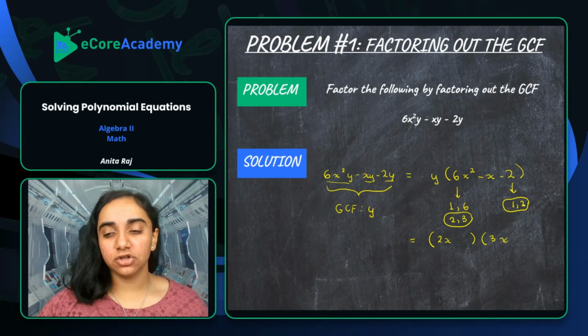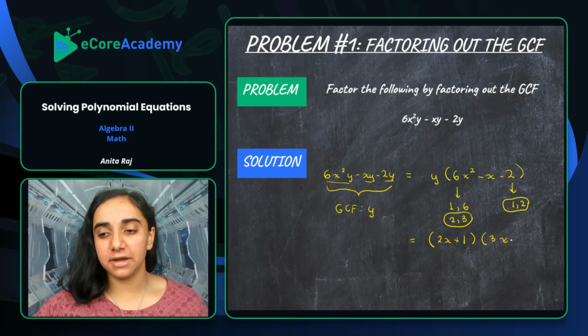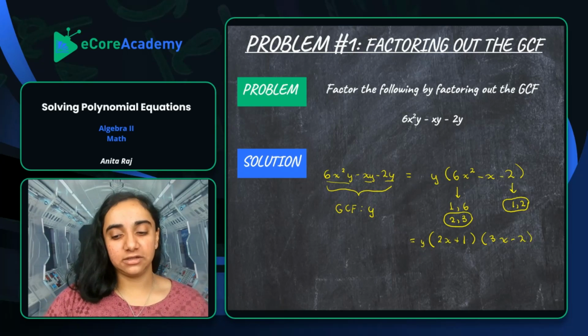And then we're going to have to determine what the signs of 1 and 2 are. We're going to have plus 1 in this set of parentheses and minus 2 in this set of parentheses. If you multiply this back out, you'll get 6x squared minus x minus 2, but you won't get the original equation because you have to add that y in the front, and that is your final answer.